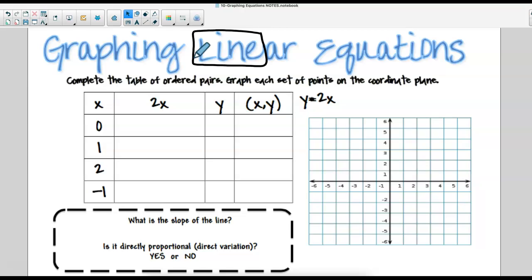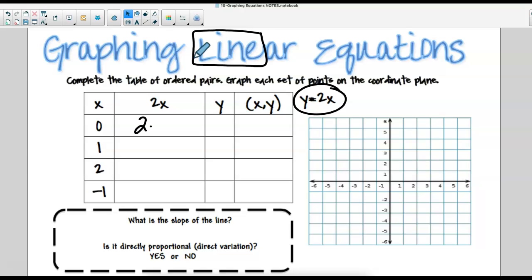Okay, so it says complete the table of ordered pairs, graph each set of points on the coordinate plane, and then we're going to answer a couple questions. Okay, this is pretty easy. All we're going to do, we're going to take our x values. We have an equation, y equals 2x. This second column is just where we're showing our work. Okay, so it says 2 times whatever x is.